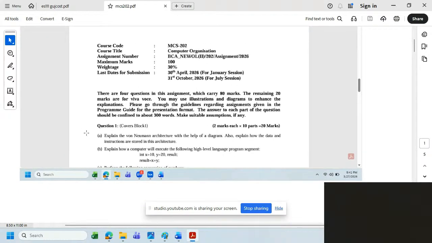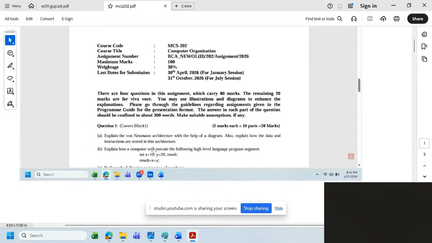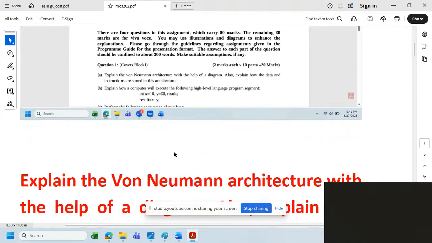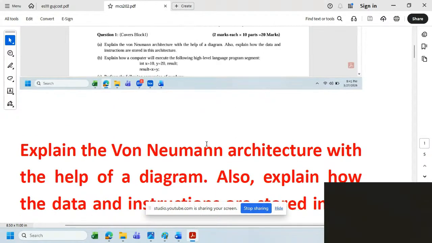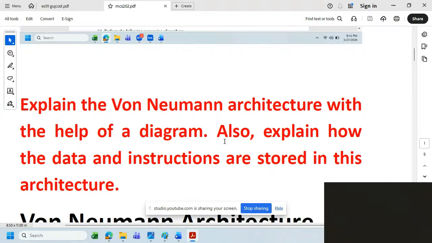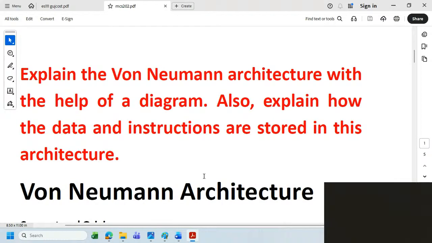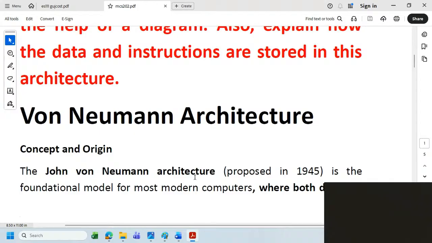This asks us to explain the von Neumann architecture with the help of a diagram. Also, explain how the data and instructions are stored in this architecture. That is the question of this assignment. Let us first understand what is von Neumann architecture.